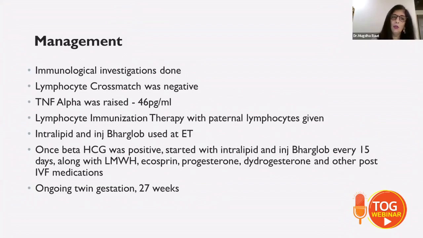So we did her immunological investigations. Her lymphocyte cross-match was negative. TNF alpha was raised. And natural killer cells, also CD3 cells were raised and CD16 plus 56 levels were low. After the therapy was explained to the patient, they were willing to give LIT a try. So we did a lymphocyte immunization therapy with the husband's lymphocytes.